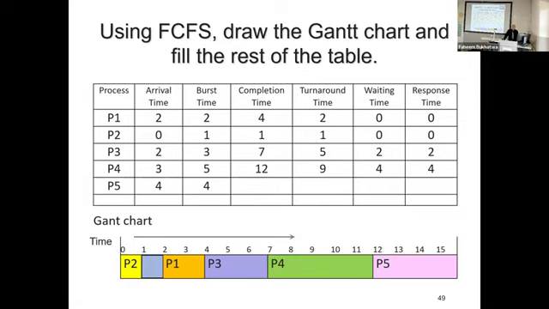Process 5. Completion time 16, yeah. So process 5 finished at time 16. It arrived at time 4. What's the total turnaround? It finished at 16, arrived at 4, so 12. Waiting time: it arrived at time 4, but it started running at time 12. So it was waiting for 8.